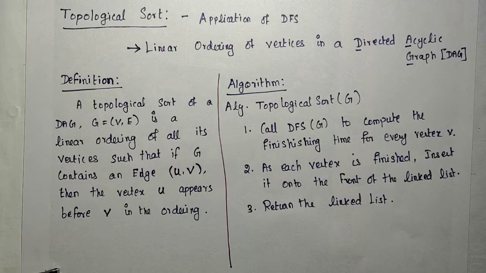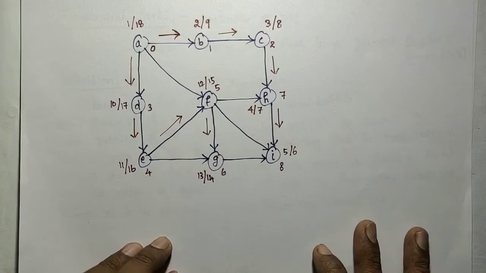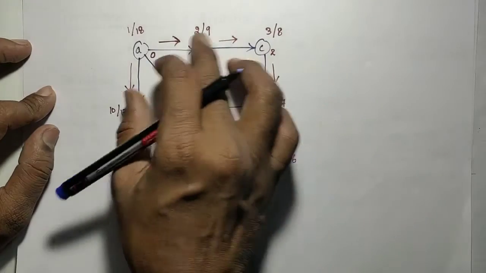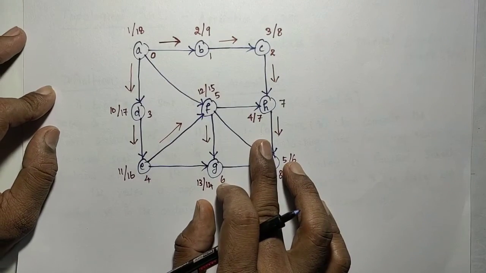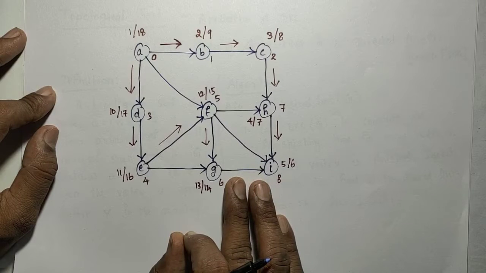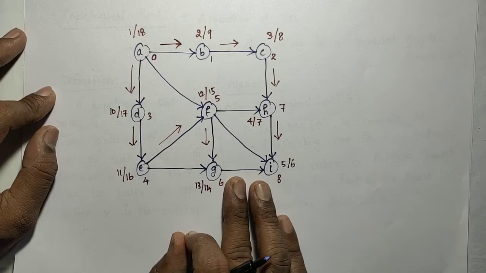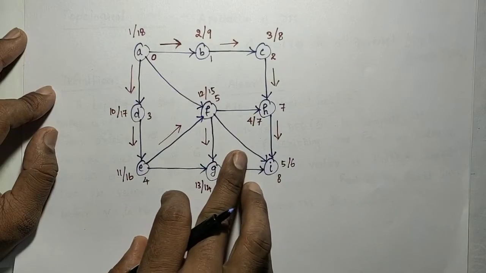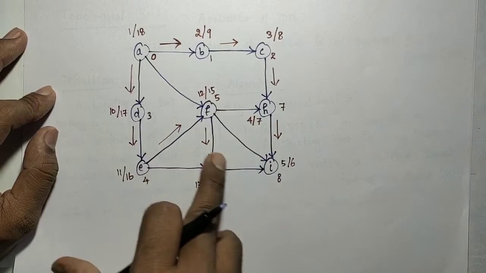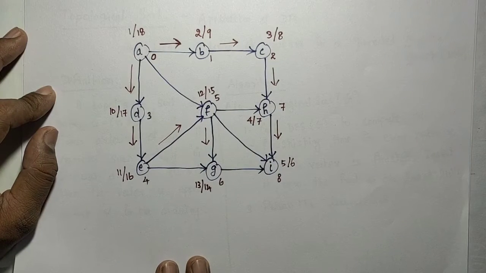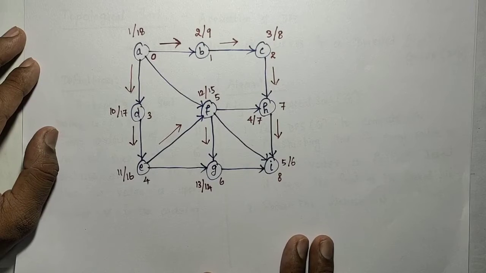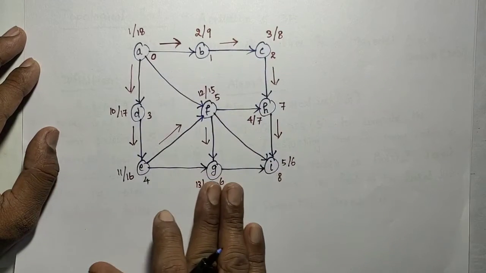We'll see one example for it. Consider this graph, on which DFS has already been performed. It is a directed graph and it is an acyclic graph. It is a directed acyclic graph, there are no cycles. Suppose if this direction is like this, then it will be a cycle, so you cannot apply it. Even if you apply it, you will not get the exact order in a directed acyclic graph.